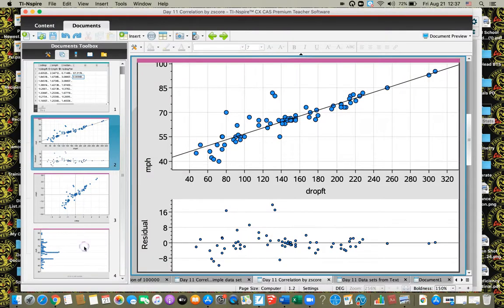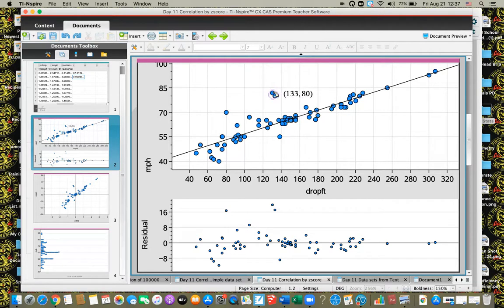Okay, so moving on. Now I've determined that a line is a good model, right? So a least squares regression line is a good model. It fits. I don't see any real fanning going on. There's a little bit of fanning on the left, but not enough.